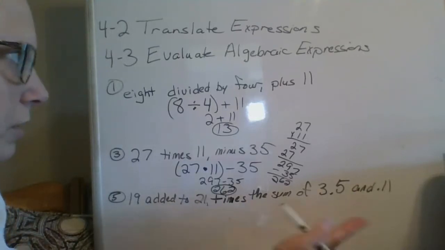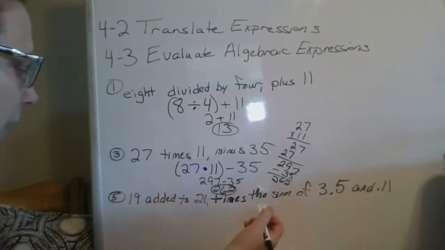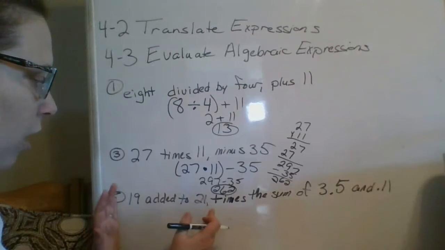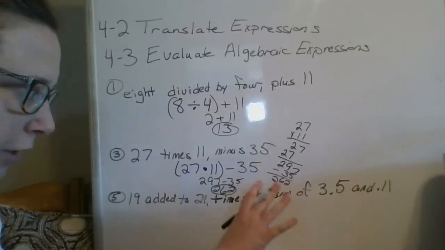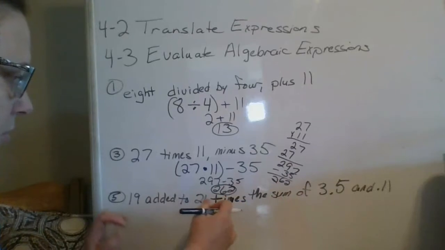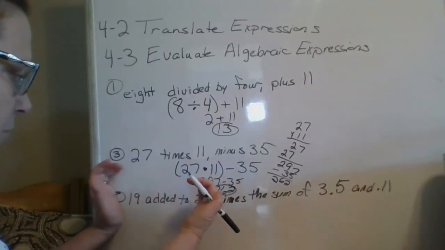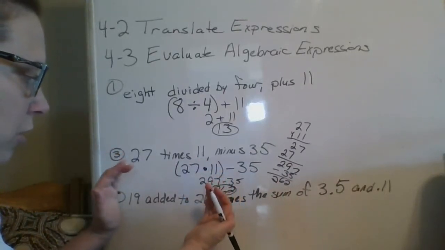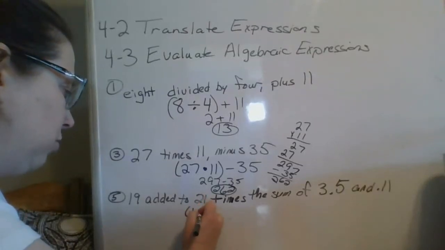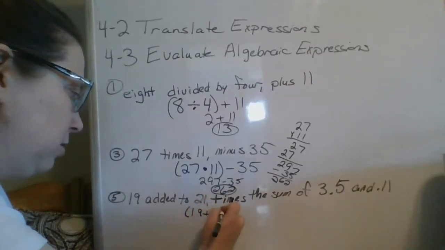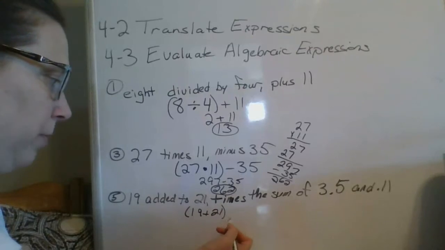Number 5, you can see, is the longest expression that we've had. And we do have a comma that's going to group this together. There's something that groups over here too. So let's talk first about this group. It says 19 added to 21. So that's grouped together because of this comma. So we are going to put that in parentheses, 19 plus 21.